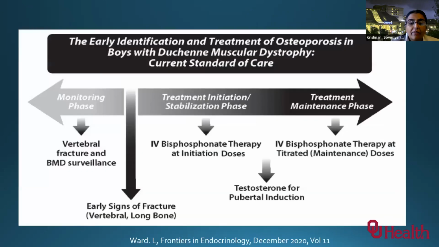But in a child with Duchenne muscular dystrophy, who is going to be on steroids and you cannot take them off steroids, if you identify vertebral fracture, then the recommendation is to start bisphosphonate therapy and to continue at maintenance doses, and of course look for other ways to optimize bone health, including testosterone for pubertal induction.